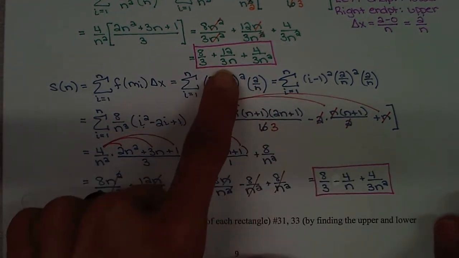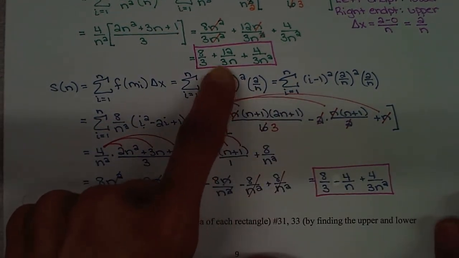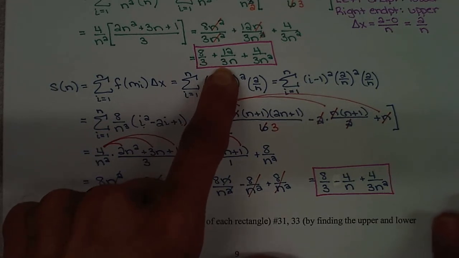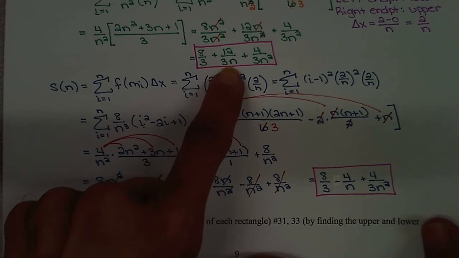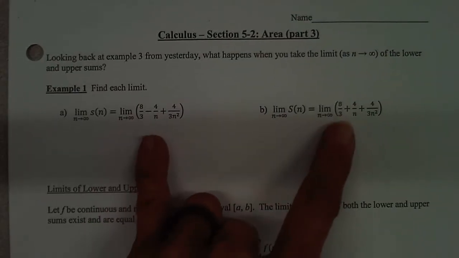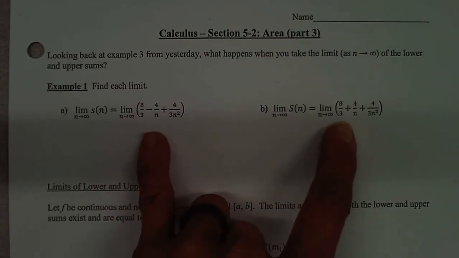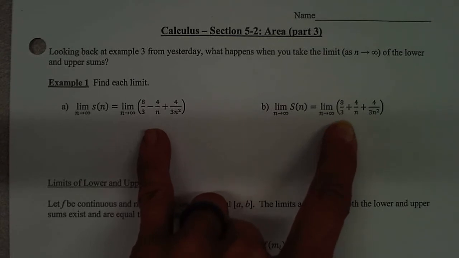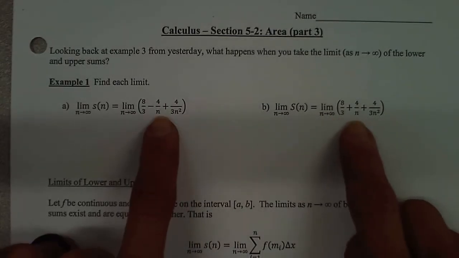One thing I want to point out, and I didn't catch yesterday, but I could have reduced this 12 over 3 and turned it into a 4 over n. So if I were to do that, you can see here then I have those exact same equations here for my upper and my lower.